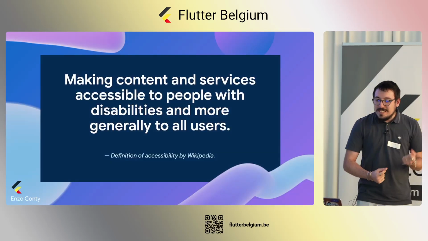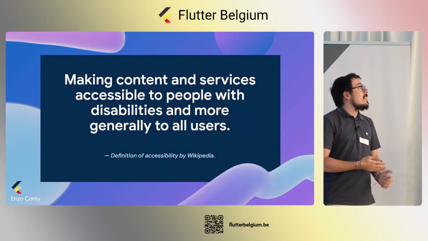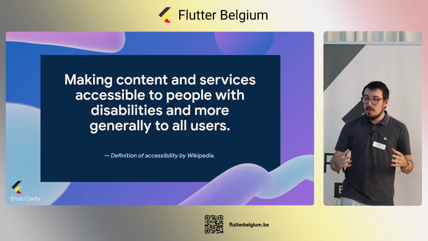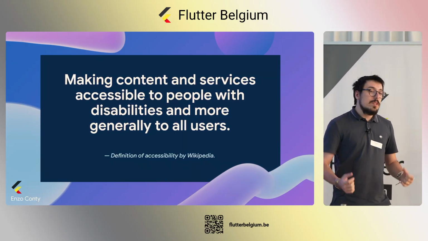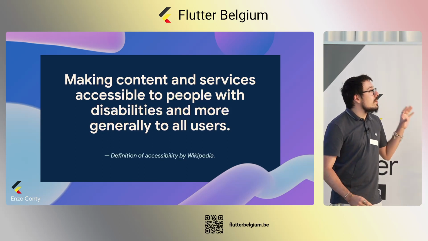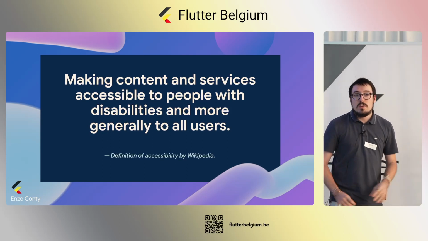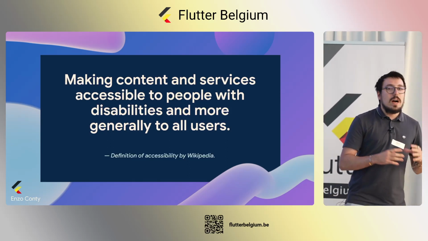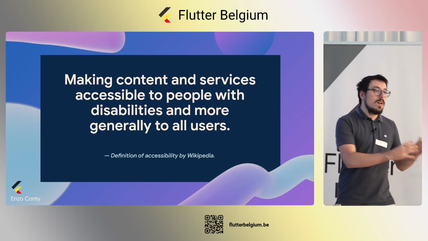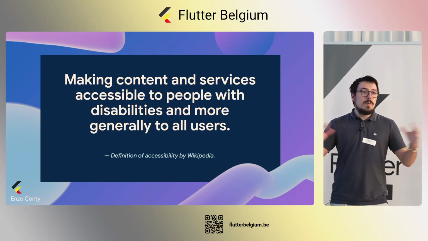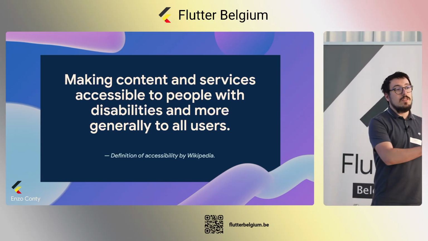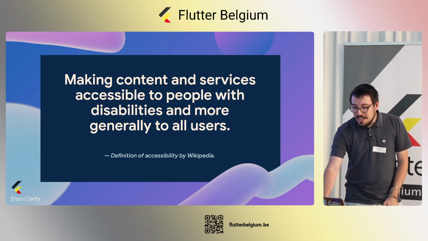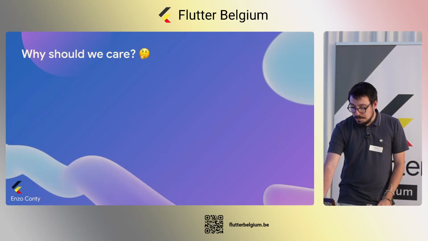Okay, so if we take the definition by Wikipedia, they tell us that accessibility is making content and services accessible to people with disabilities and more generally to all users. This is the most important part: more generally to all users. So when you speak about accessibility, we're not saying we have to specifically target one handicap. We're speaking about everybody, and if we can handle handicaps, it's better. It's kind of a bonus point. So here is the Wikipedia definition.